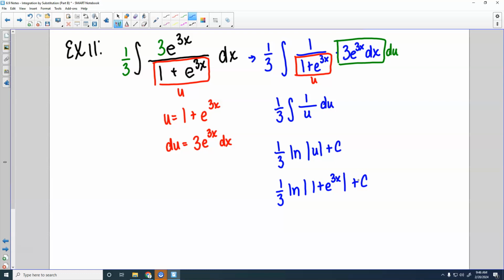They would cancel each other out if we did not have that 1 right there. Because of the 1, they're not going to cancel each other out. If our u had just been e to the 3x, then they would cancel it out, and we would just have a 3. Now, you might see this answer written this way.